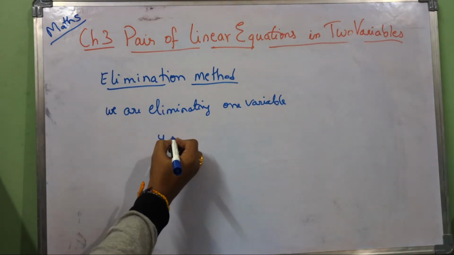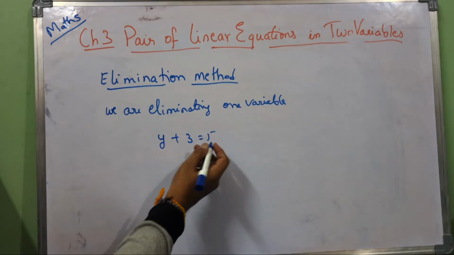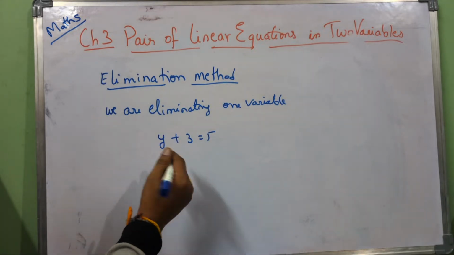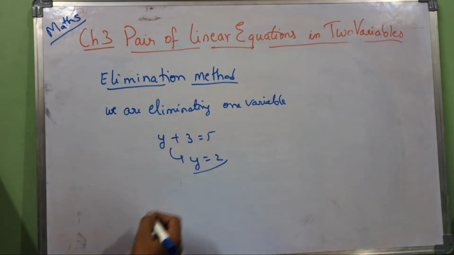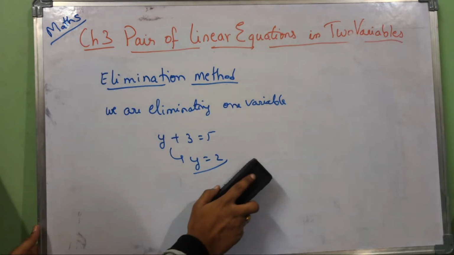Like suppose if I say y plus 3 equal to 5, it is in one variable, one equation, and still we can solve it. How? y becomes 5 minus 3, which is 2. So what we have to do is make sure we are eliminating one variable, such that we will get an equation with only one variable. You can easily solve it. So we'll see how we can solve using some examples.